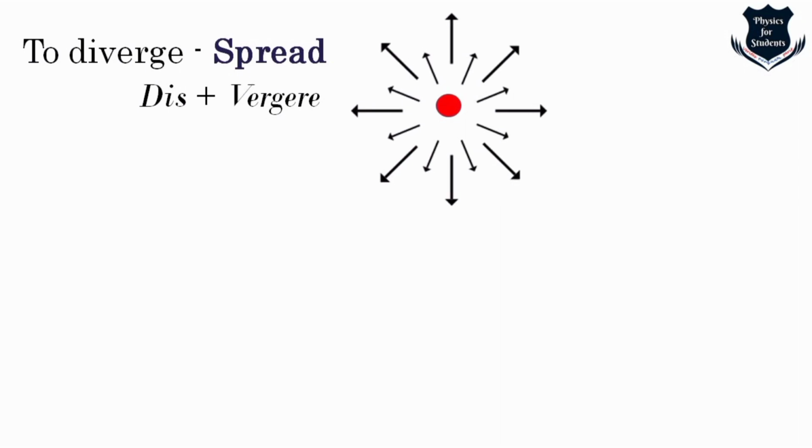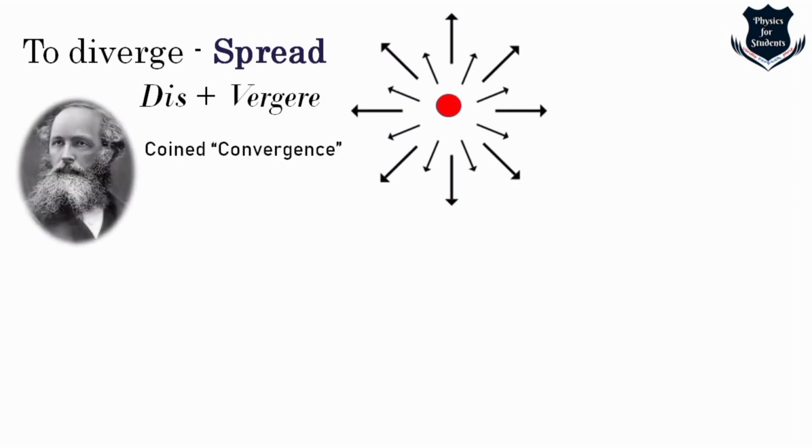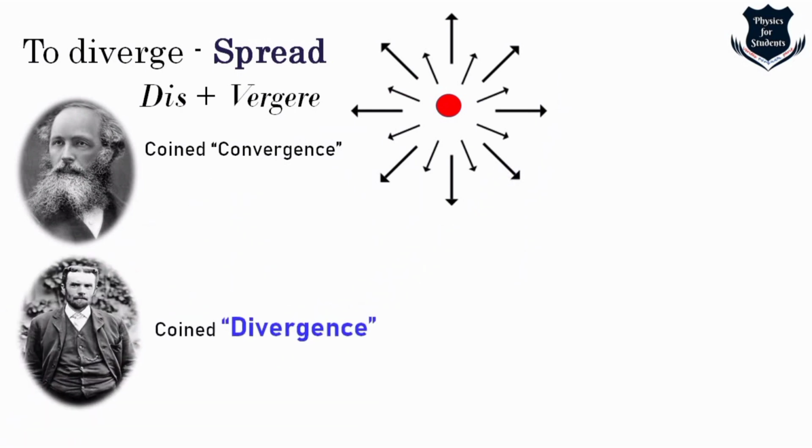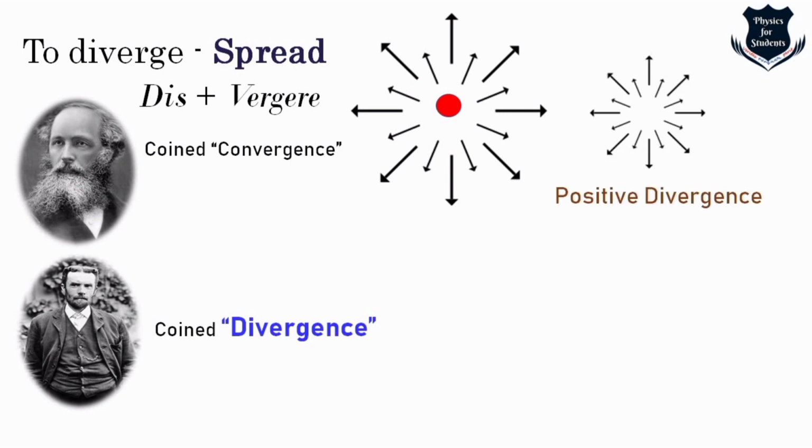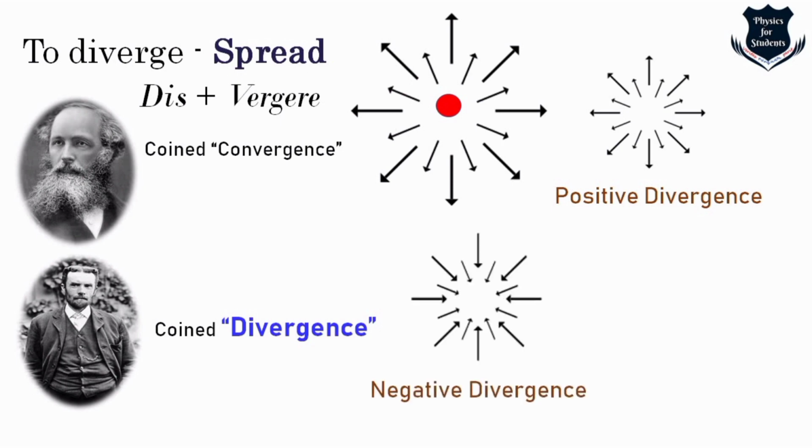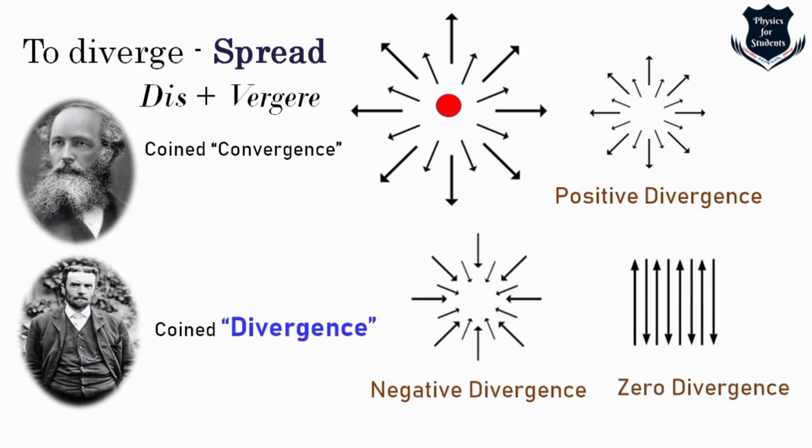So here is a picture which shows the divergence. Maxwell actually coined the term convergence, mind it, not divergence. It was Oliver Heaviside who coined the term divergence. I hope you can recognize him. Yes, he is the person who popularized Maxwell's equations and coined the term divergence. So we get a positive divergence, a negative divergence, and a zero divergence. Let us look into those in a little more detail. What do we mean by positive, negative and zero divergence?